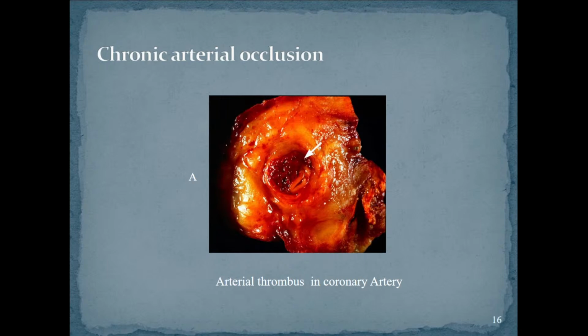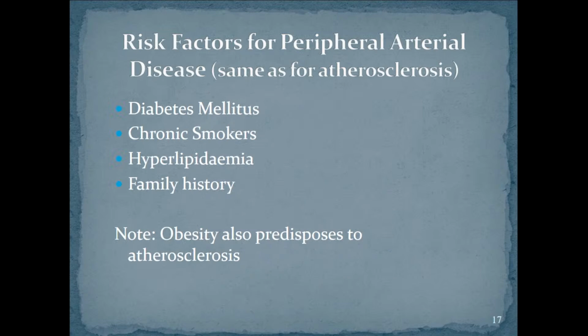And here you see the arterial thrombus in a coronary artery. You see how big it is, and it almost narrows the lumen of the artery. Risk factors for peripheral arterial disease. The same as for atherosclerosis. So diabetes mellitus, chronic smokers, hyperlipidemia, family history. Obesity also predisposes to atherosclerosis.